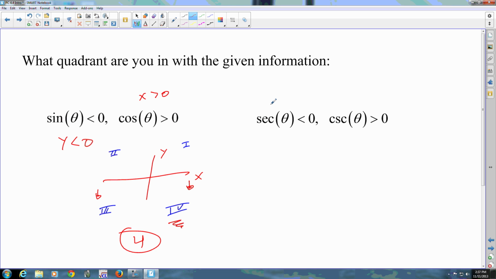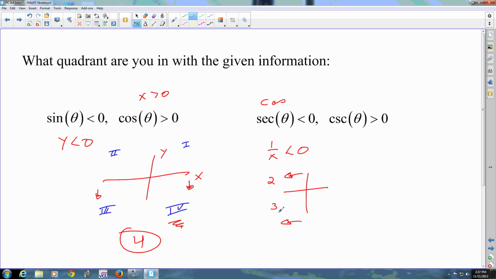Secant is related to cosine. So your x's, or more specifically 1 over x, is less than 0. It doesn't matter that it's a fraction. If it's less than 0, the only way this fraction is being less than 0 is if x is less than 0. So x is negative. Where is that happening? It's happening in quadrants 3 and 4. Oops, sorry. Quadrant 2 and quadrant 3.